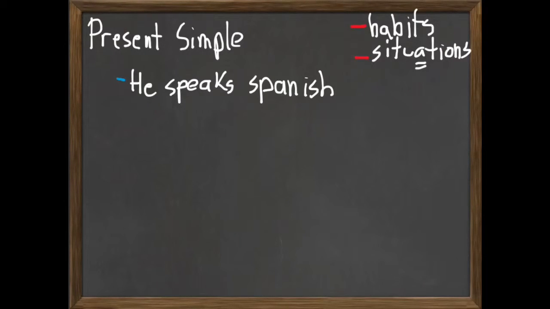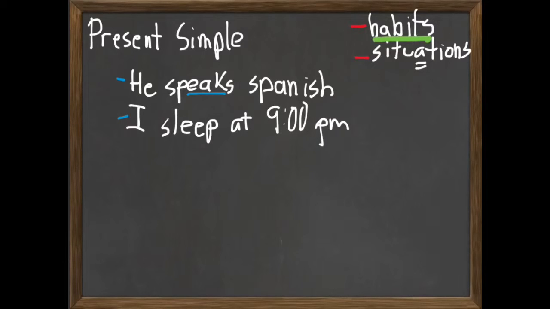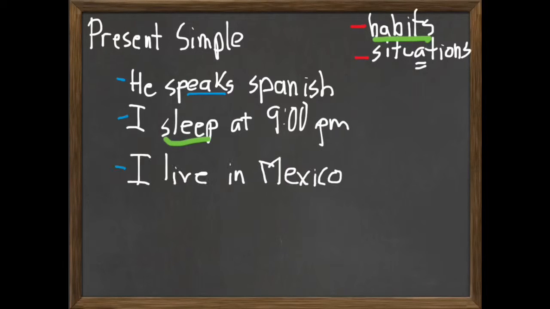He speaks Spanish is a present simple tense because it's a verb or an action that happens all the time. It doesn't change. And for example, I sleep at 9 p.m. would be a habit also. It's a thing that doesn't change, that is always the same. For situations, we could look at the sentence, I live in Mexico. Here, live is in its present simple tense because it's a situation that doesn't change.